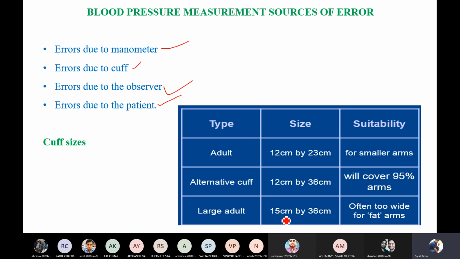If someone's arm is too wide, then for them you can prefer these larger cuff sizes. These are the different cuff sizes that you are going to have. In most cases, the second one, 12 centimeters by 36 centimeters, will be used by most adults. But if the person is too fatty, then you may prefer this one, 15 centimeters by 36 centimeters. So these are the different cuff sizes.